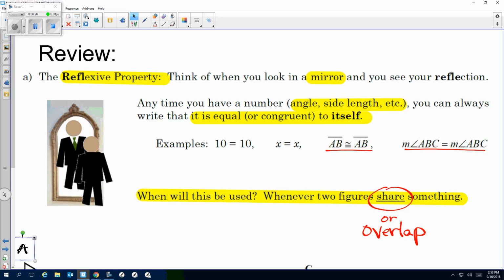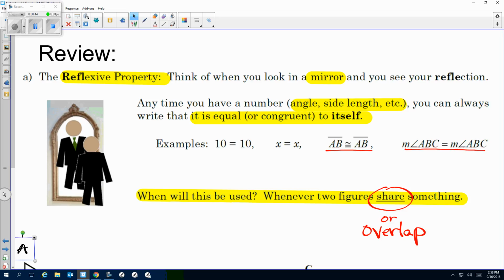What I gave up here are examples using numbers, and then when we're talking about sides, segments or angles, we should see the exact same thing on both sides of the congruency symbol. So segment AB is congruent to segment AB. It's a reflective image, okay?